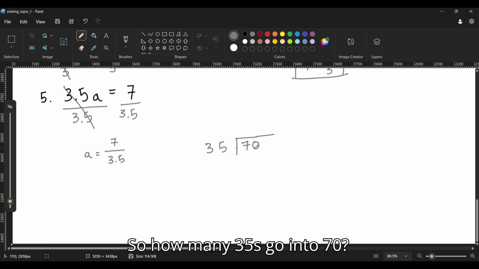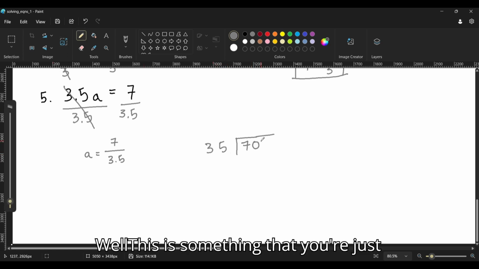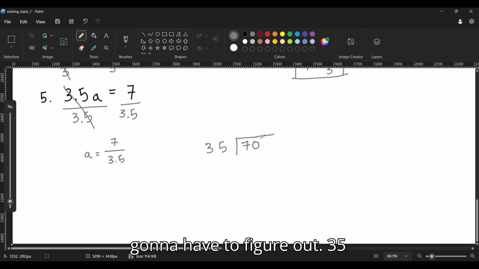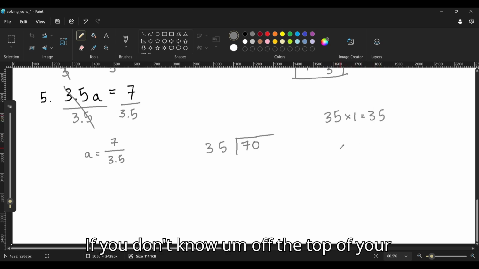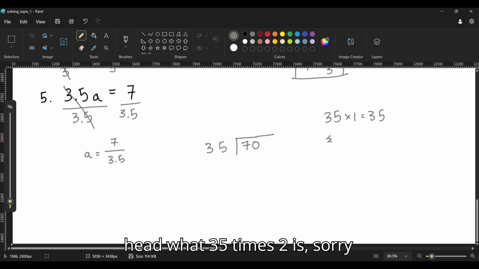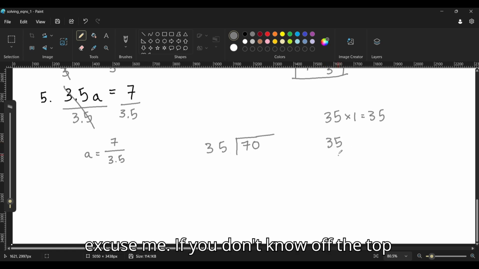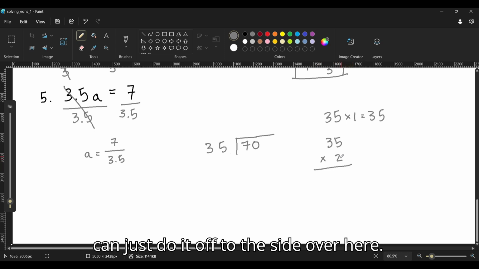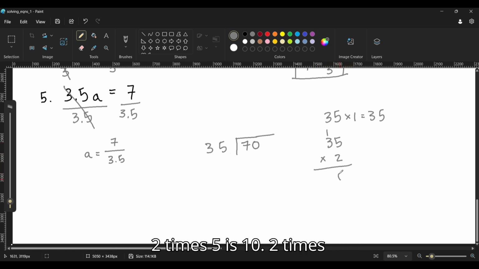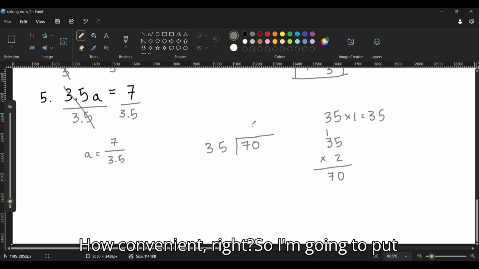So how many 35s go into 70? Well, this is something that you're just going to have to figure out. 35 times 1 equals 35. If you don't know off the top of your head what 35 times 2 is, you can just do it off to the side over here. 2 times 5 is 10, 2 times 3 is 6 plus 1 is 7. Wow, it's 70. How convenient, right?